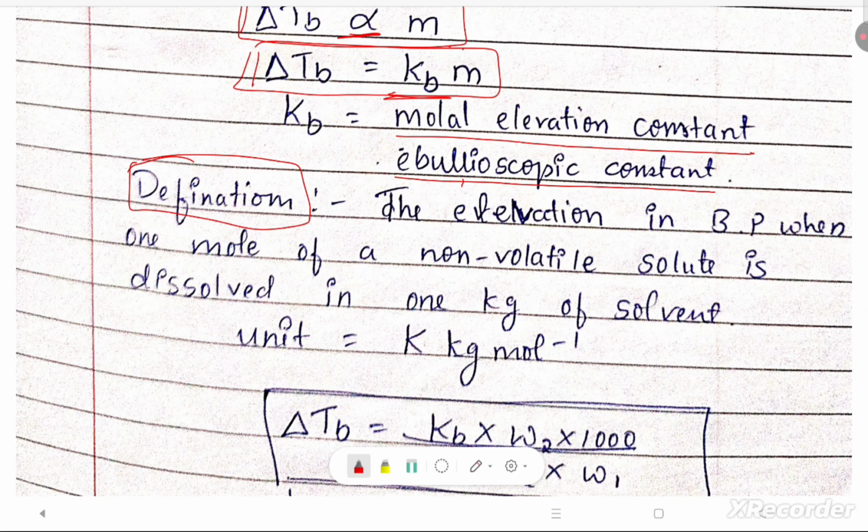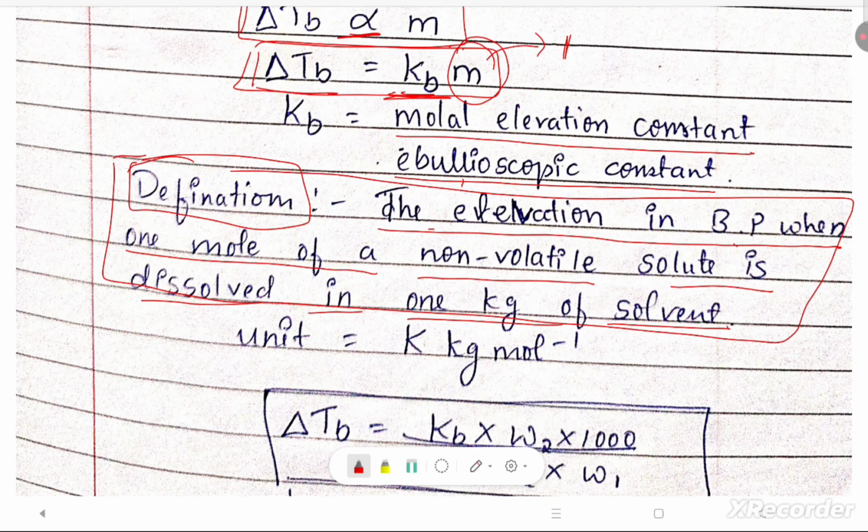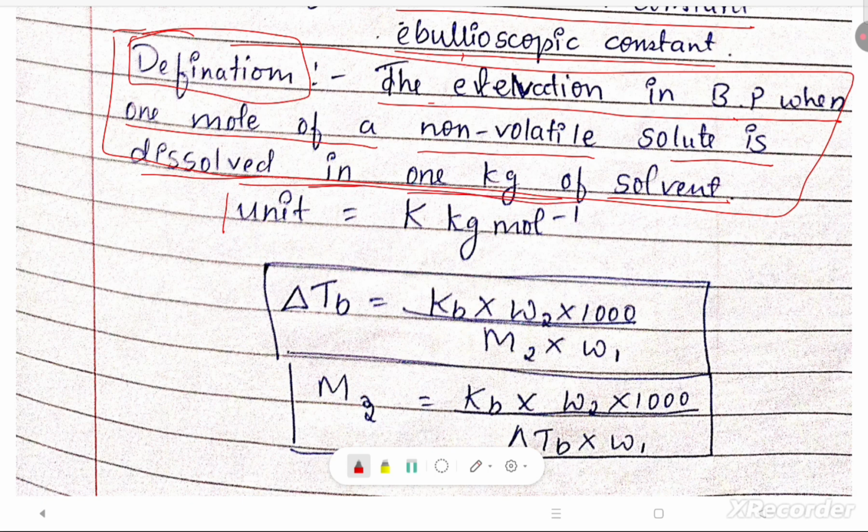What is the definition? The elevation in boiling point when 1 mole of a non-volatile solute is dissolved in 1 kg of solvent. That means this complete molality value will become 1. Then Kb is equal to delta Tb. The elevation of boiling point is equal to the molal elevation constant. That is the meaning of this definition. You have to remember this definition, and the unit for ebullioscopic constant is this one.